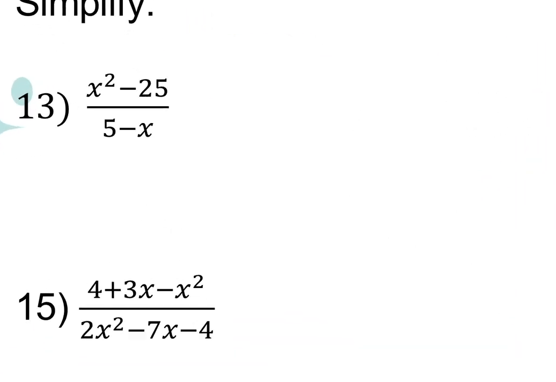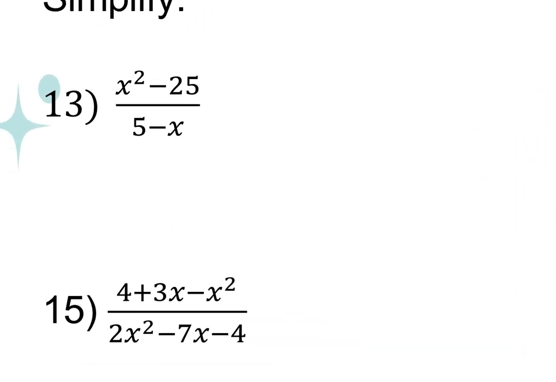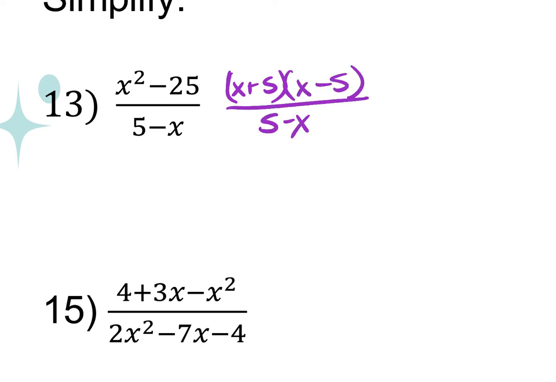All right, so for the first one, what kind of factoring is it in the numerator? Difference of two squares. So this becomes x plus 5 and x minus 5. And then my denominator is 5 minus x, and that can't be factored. But there are opposites there, right? Nothing exactly the same, but there are opposites. So I can literally cancel through them. One gets a 1 and one gets a negative 1.